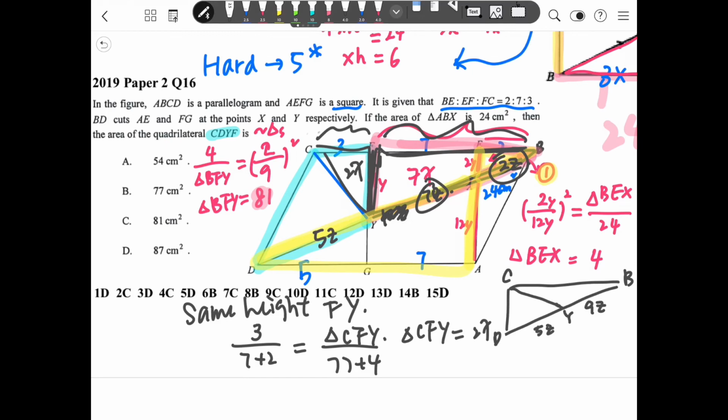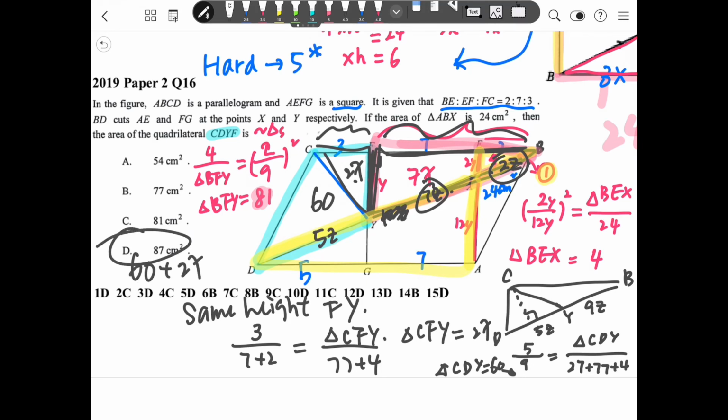And it is another case again of different base but same height. Same height, somewhere the height is here. So we will have a same height problem. So 5 over 9, then the ratio is CDY divided by these 3 parts, 27 plus 77 plus 4. Then at the end, triangle CDY actually means 60. Then for your final answer, this blue one would be 60 plus 27, which is 87.